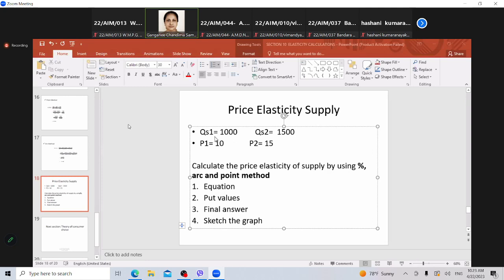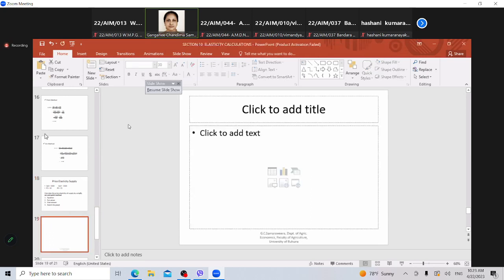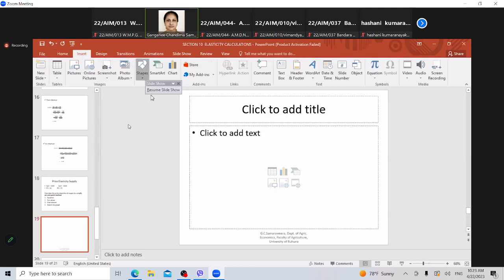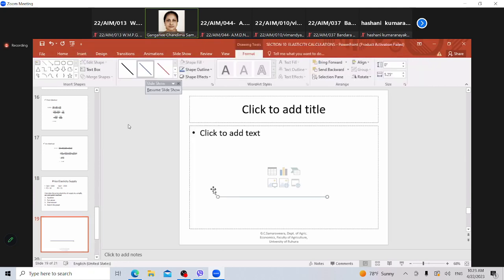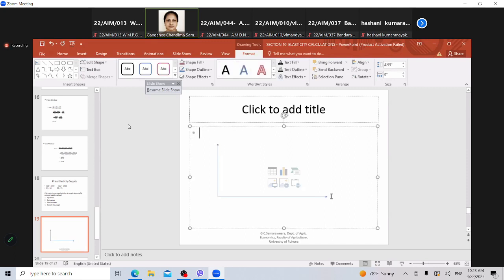When you are drawing the graph, first put 2 axes. Quantity supplied should be on the y-axis. Quantity demanded should be on the x-axis. Normally, I'll draw simply. Here the y-axis should be quantity supplied, and the x-axis should be price, price in rupees.